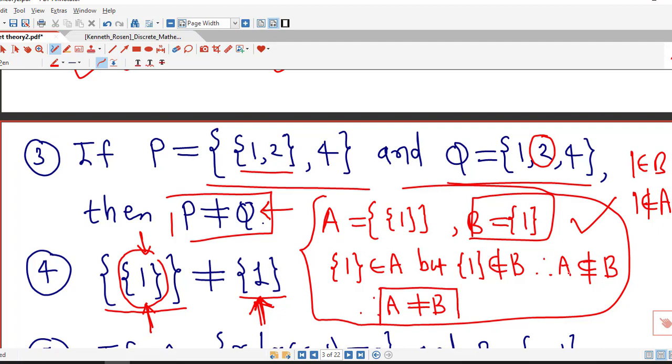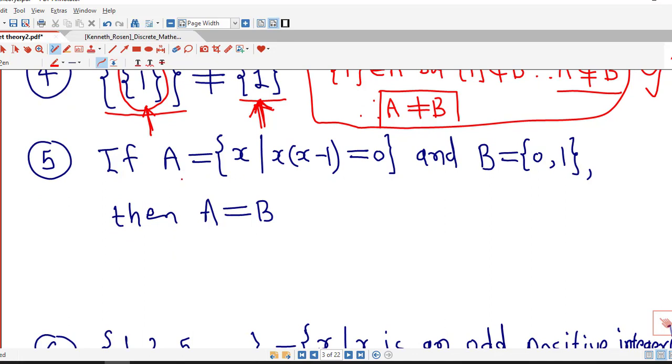So either we should show that A is not a subset of B, or B is not a subset of A. Either we can use this one also: 1 belongs to B, but 1 is not in A. Therefore B is not a subset of A. Therefore A is not equal to B. So either we should write this one or this one. No need to write both justifications. To show that two sets are not equal, it is enough to show that one set is not a subset of another set.